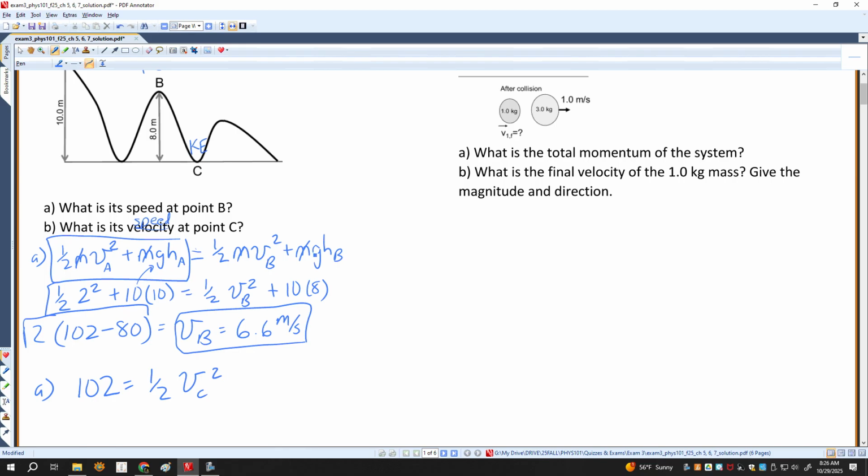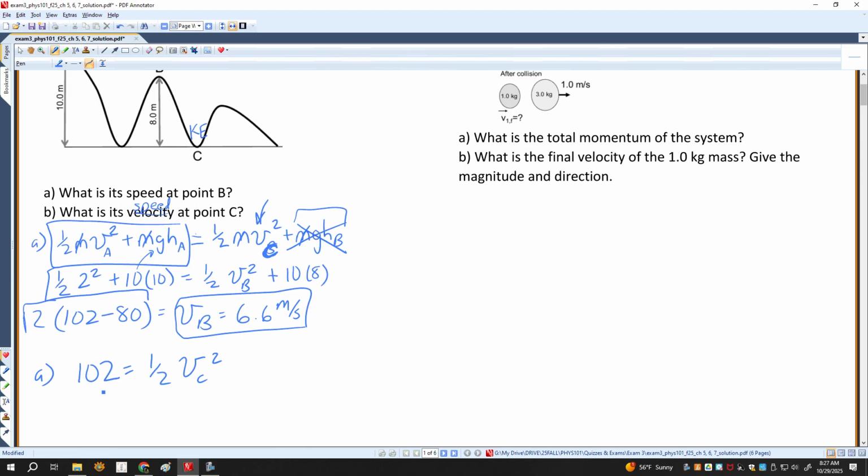I'm just going to alter this equation right here by getting rid of that term and making that into a C, and then that becomes the equation for part B. Because there is no potential energy at point C, that term goes away, and then I just change the speed. The left-hand side stays the same. And so VC is the square root of 204, and that's equal to 14 meters per second.